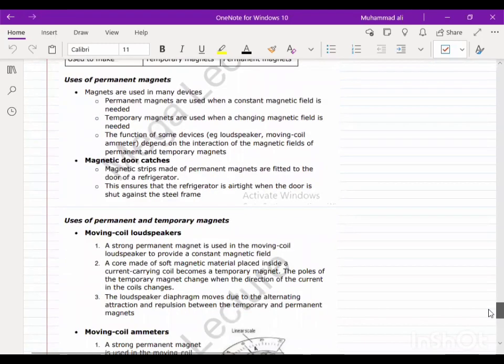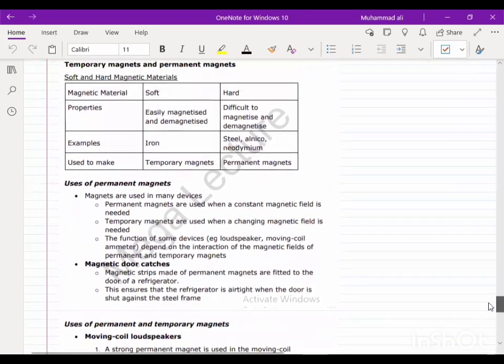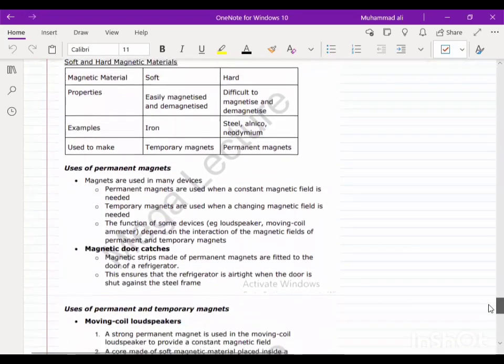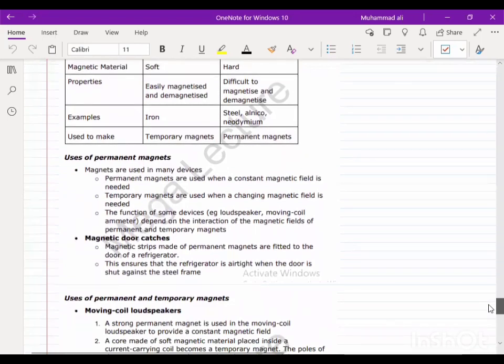Magnets are used in many devices. Permanent magnets are used when a constant magnetic field is needed, for example steel. Temporary magnets are used when a change in magnetic field is needed. The function of some devices, for example the loudspeaker and the moving coil ammeter, depends on the interaction of the magnetic fields of permanent and temporary magnets.